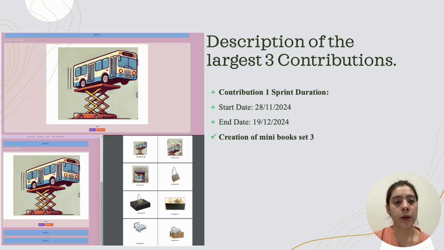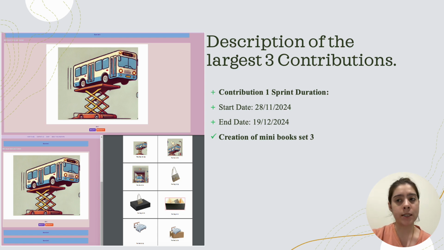So, okay, this slide explains the description of the three largest contributions which I have made towards the completion of this project. Let's start from the first. In sprint 1, like I said, we divided the entire project into three sprints. In the first sprint, which started on 28th of November and ended on 19th of December, my task was to create the illustrations for the mini books.